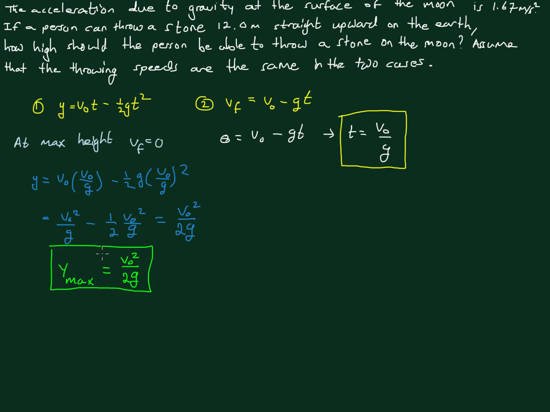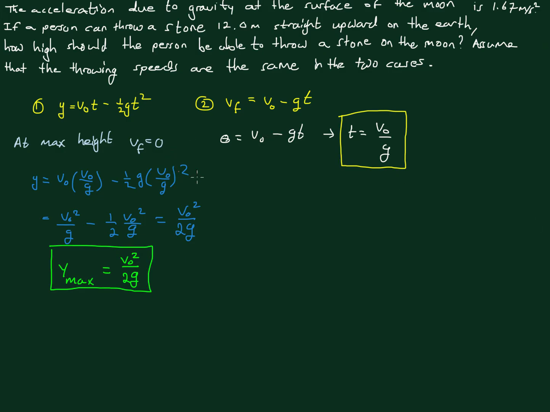Okay? So notice how general this formula is. It's not speaking only in terms of whether you're on the moon or you're on the earth. It doesn't really matter. It's telling you that the maximum height that you can throw an object is equal to the square of the initial velocity with which you throw the object divided by twice the gravitational acceleration of the planet you're standing on. So if we're on Earth, then g would be 9.81. If we're on the moon, then g is going to be 1.67. Okay, so this means we have two cases now.